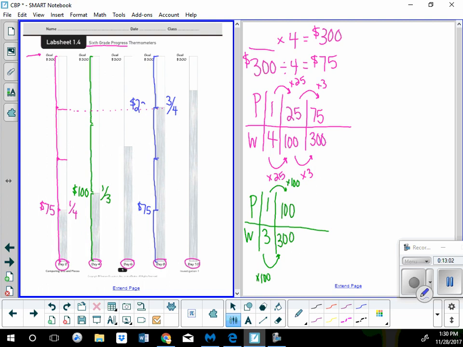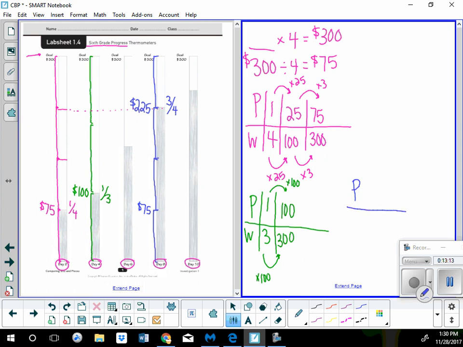Sounds good. Now, can we do this with a ratio table just to get in some good practice? Okay, let's do that. So I'm going to do my part and my whole. Crew, let's start with our whole. How many pieces has our whole been divided up into?